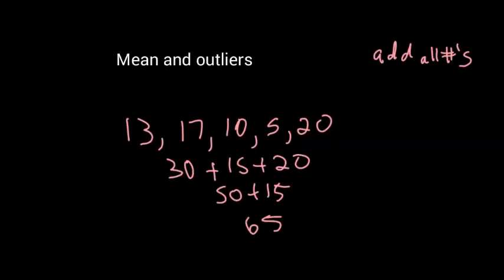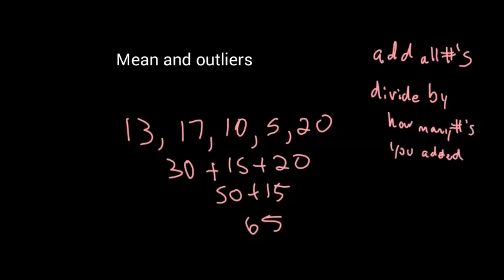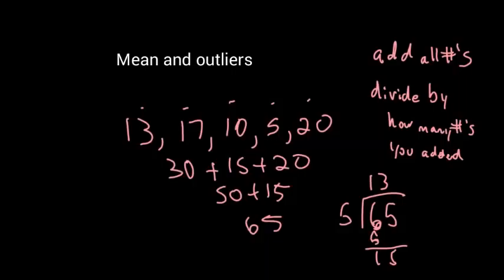So once you get that, then you're going to divide by how many numbers you added up. Alright, so I added 1, 2, 3, 4, 5 numbers. So I'm going to divide 65 by 5. So 5 goes into 6 once, which is 5. Subtract, I get 1, bring down the 5. 5 goes into 15 3 times. So my mean for that set of data is 13.